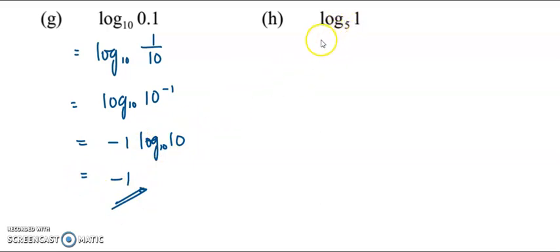And for example H, log 1 to the base of 5. We don't care what the base of the log is. If you see that the content is 1, then it's always equal to 0, because you can interpret this by converting it back to the index number. 5 power of 0 equals 1. Anything over here we don't mind, even if it's 100 or 200, 200 power of 0 also equals 1. So once you see that this value is 1, we don't care what the base is. We just know that this equals 0.